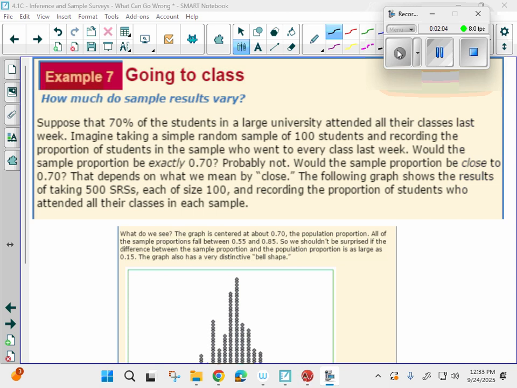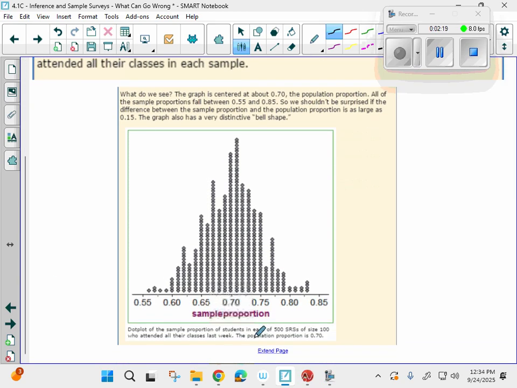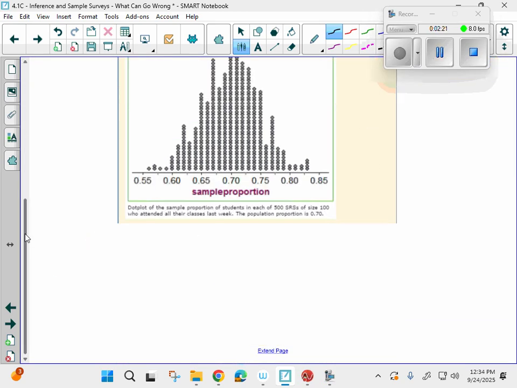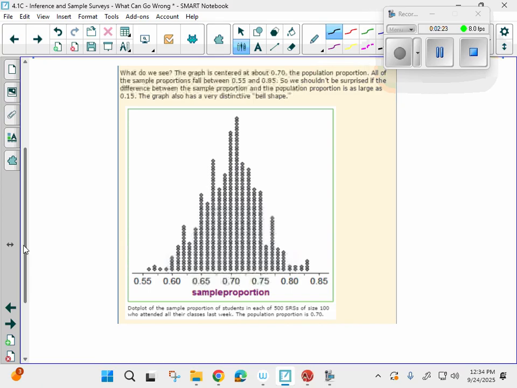No, there is going to be variability from sample to sample. So every 100 kids that I ask, did you go to class today? Right? Maybe I get a 65%, maybe I get a 90%. And so what we can do is create what's called a simulation. All right, so here they make a whole bunch of dots. There's 500 dots. Each of these dots represents a sample of 100.